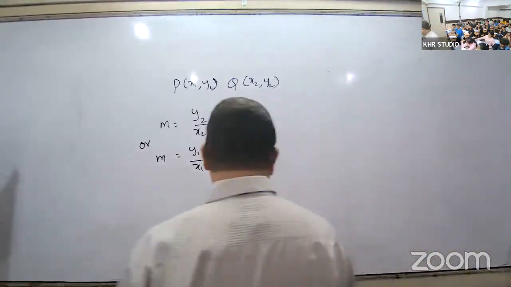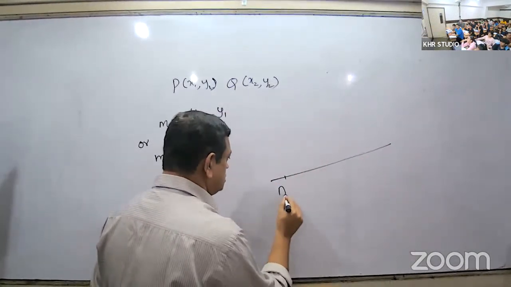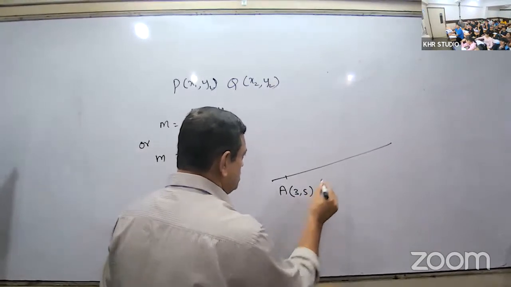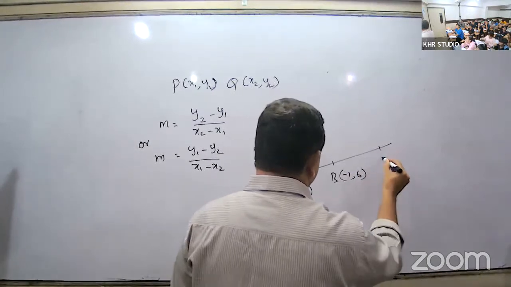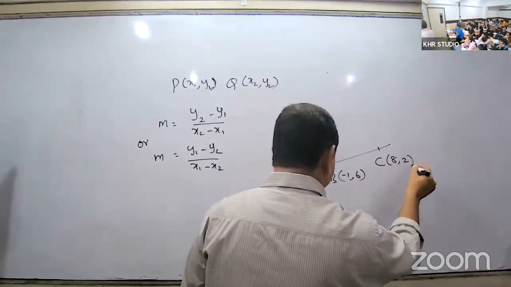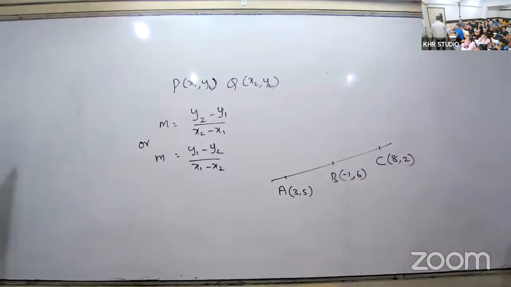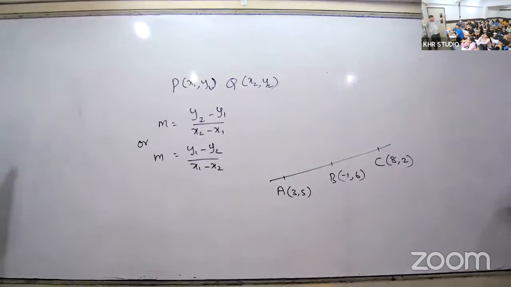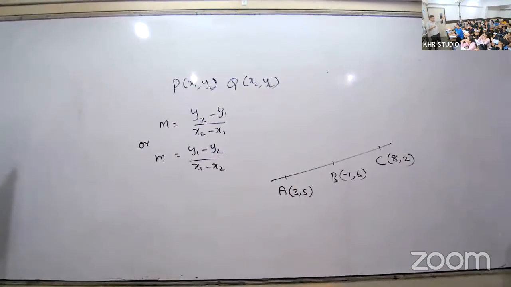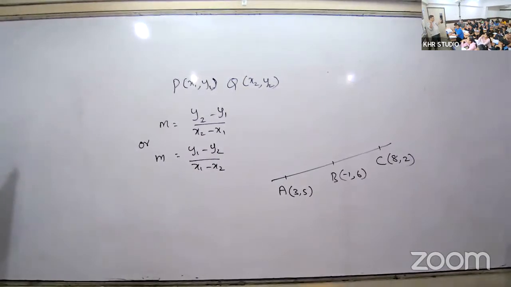Now next, another one. Let's say there are 3 points. I'll just give an example. A is 3, 5. B is minus 1, 6. C is, let's say, 8, 2. How to find out whether these 3 points are collinear or not? What is the meaning of collinear? You know? How to find whether these 3 points are collinear? You studied it last year. Midpoint.